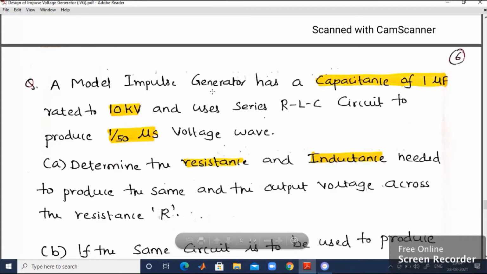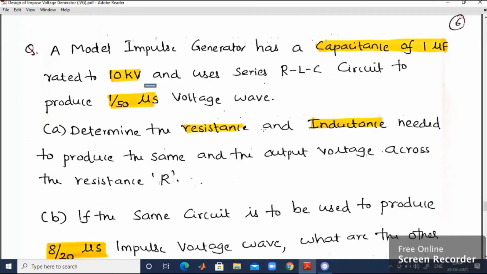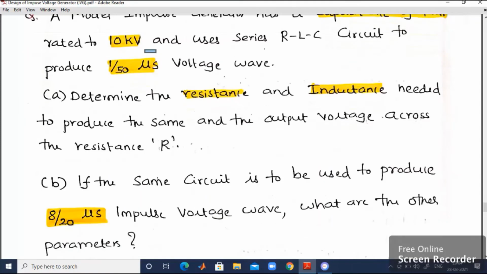A model impulse generator has a capacitance of 1 microfarad rated to 10 kilovolt and uses a series RLC circuit to produce a 1/50 microsecond voltage wave. Clear? There are two parts. The first part is you have to determine the resistance and inductance needed to produce the same, and the output voltage across the resistance. That is the first procedure.